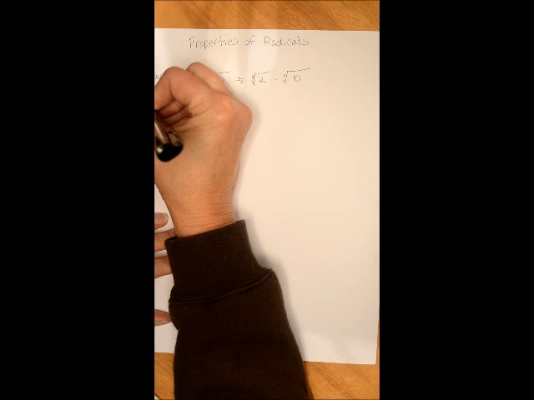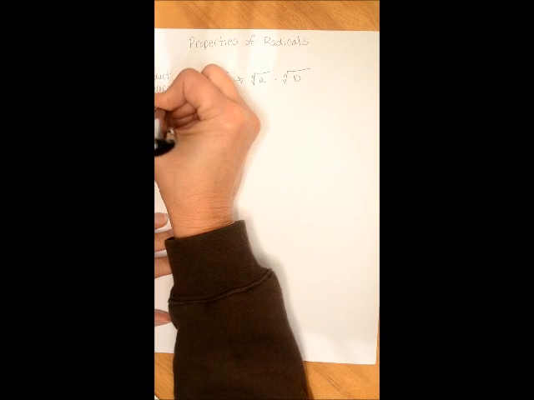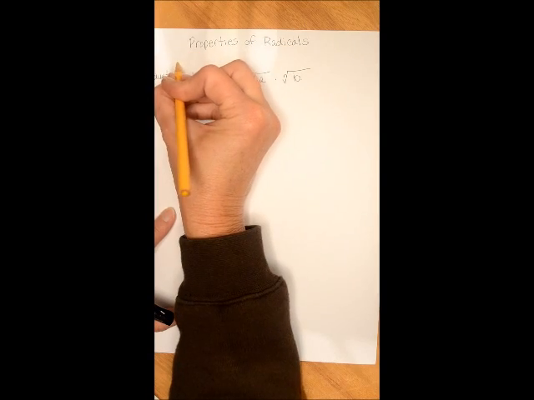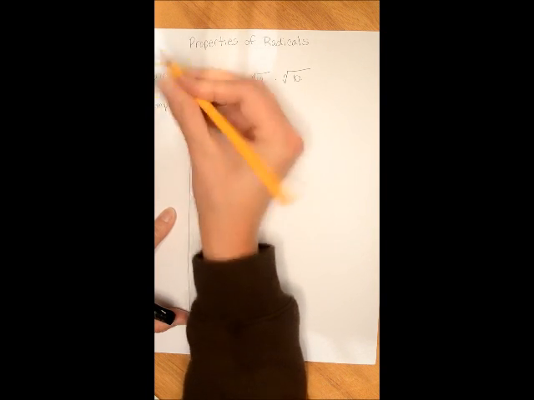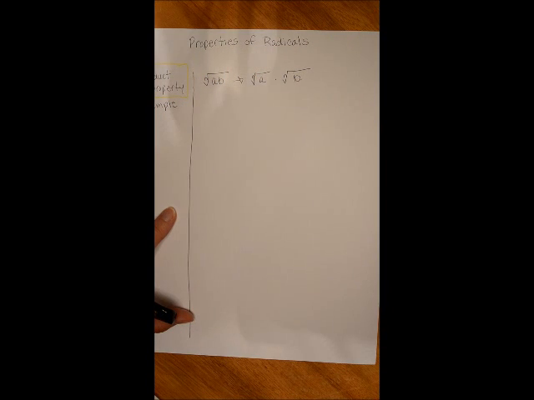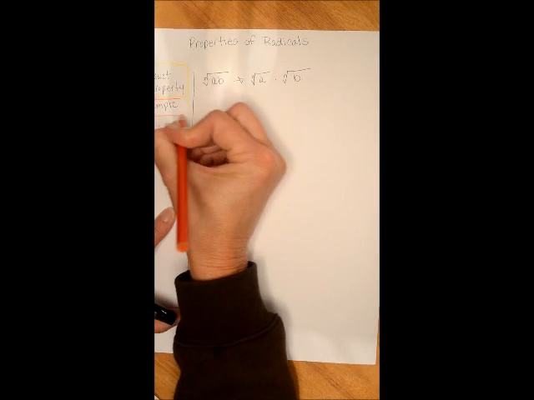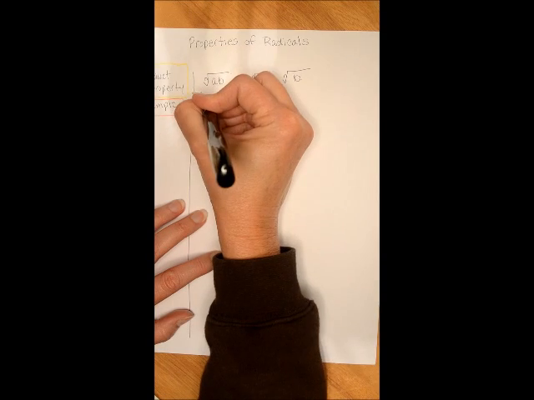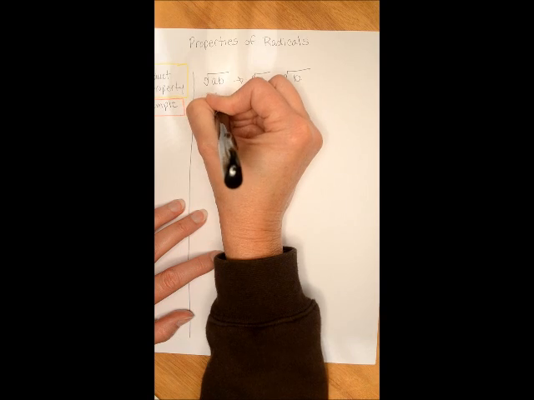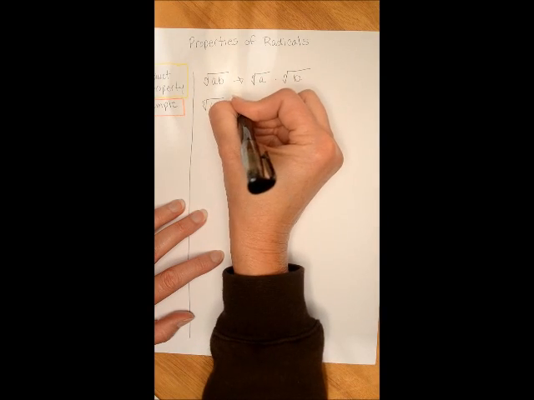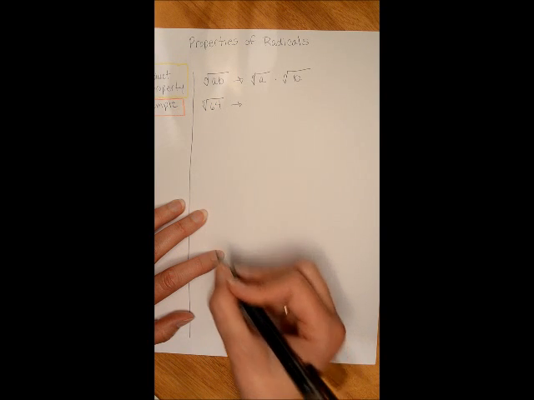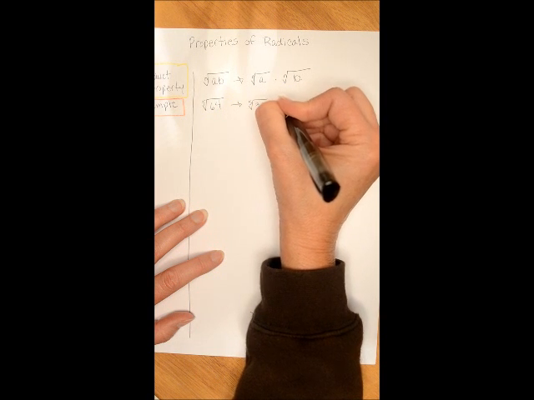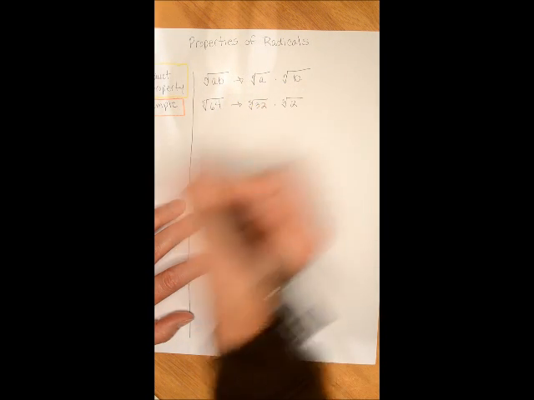Here's an example. Go ahead and put product property. I'm going to put that in yellow because it is defined there. And then my example I'm going to put in orange. We're going to say the fifth root of 64. Well, that can be split up as the fifth root of 32 times the fifth root of 2.